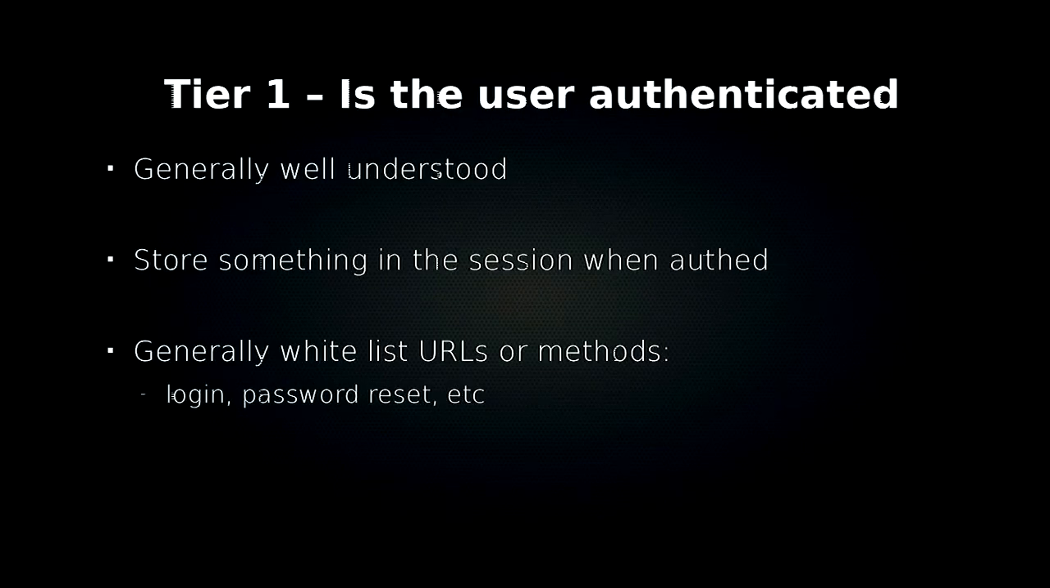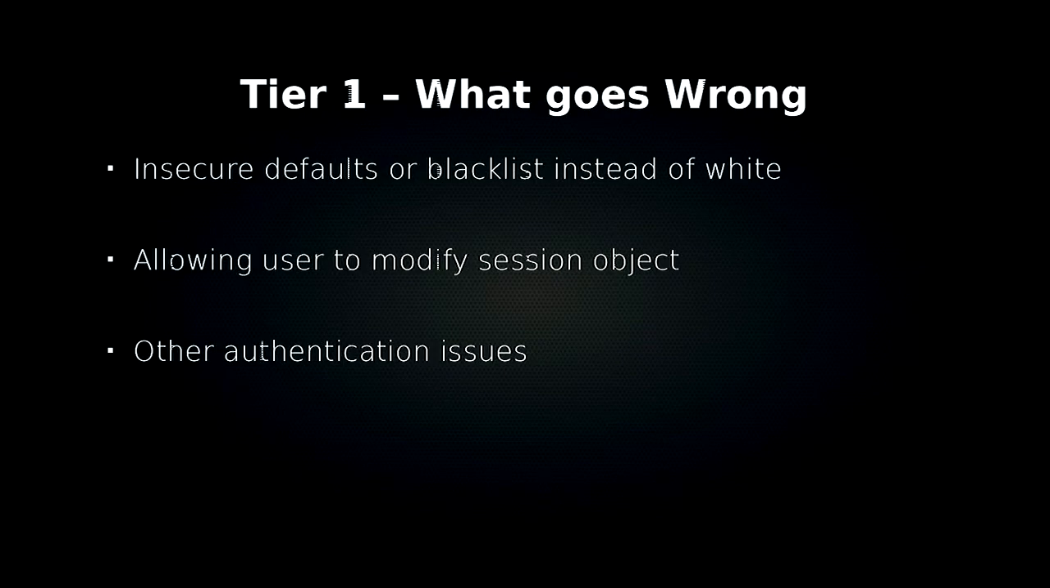So tier 1: is the user authenticated? This is obvious and pretty well understood. Normally they'd log in and you store something in their session, and generally you'd have a whitelist of URLs that they can access. So if you're not authenticated, you are allowed to access the login and the forgotten password page, and so on. It's normally a global filter and it's fine. People generally understand this one, right? But what goes wrong? Insecure defaults. So blacklist versus whitelist. You've probably heard security guys rant about blacklist versus whitelist all the time.